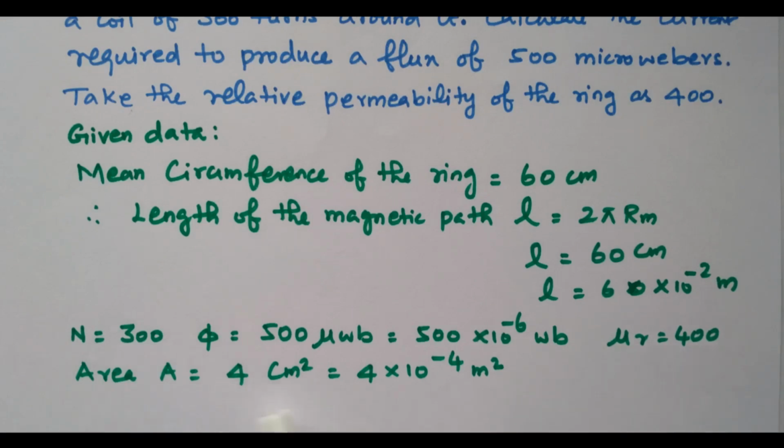The area is given as 4 centimeter square. While converting to meter square, it is 4 into 10 to the power minus 4 meter square, right? Centimeter to meter is 10 to the power minus 2, and here centimeter square is there, so 10 to the power minus 4. Now we will find the current value.